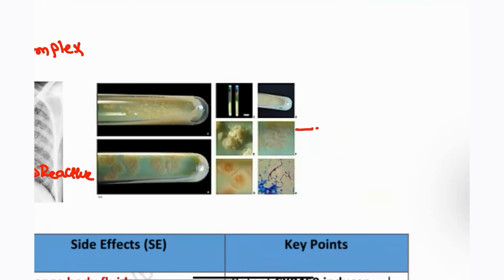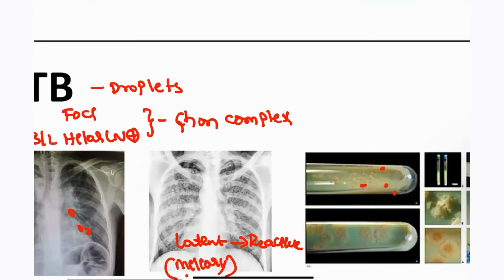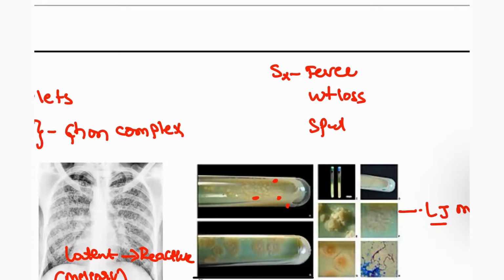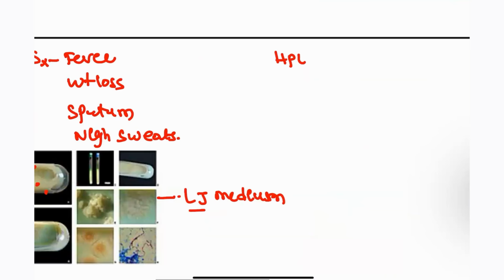What is this, guys? LJ medium, Lowenstein-Jensen medium. This medium has to be used to culture tuberculosis. Next, what are the symptoms? Commonly, the patient will have low grade fever in the evenings, weight loss, sputum production, and also night sweats. And if you do histopathology, you are going to see caseous necrosis, cheesy necrosis, in this patient.